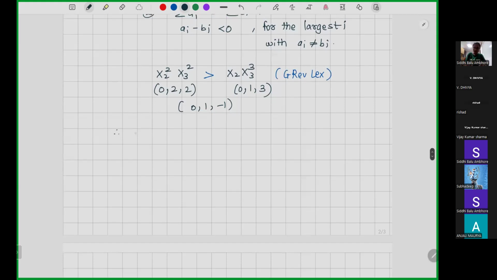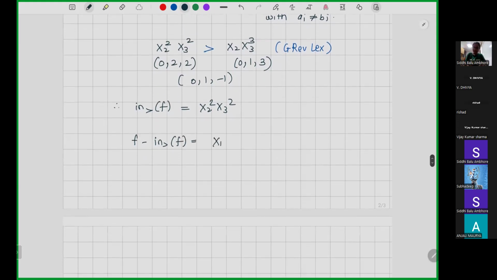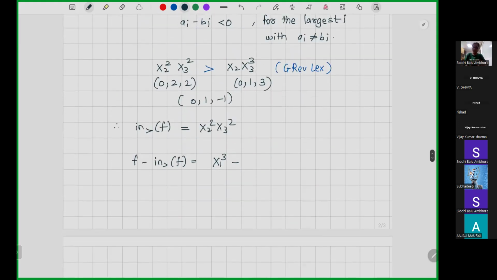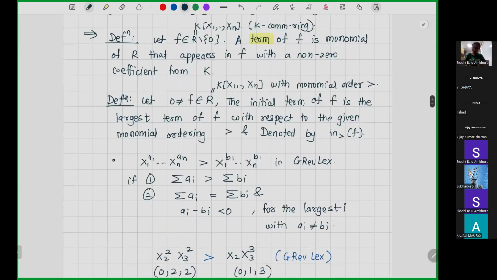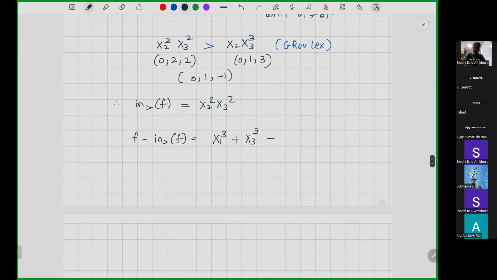So therefore, the initial term of f is x2 square, x3 square. And when I subtract f minus this initial term of f, what I will get is this x1 cube, third, this is the second term, which we are subtracting. Okay, so this was the second term. So the rest, everything is plus.